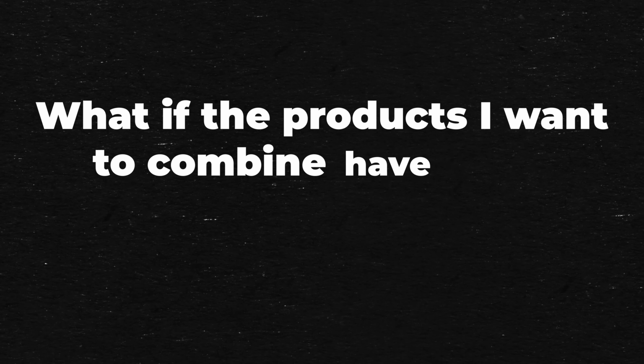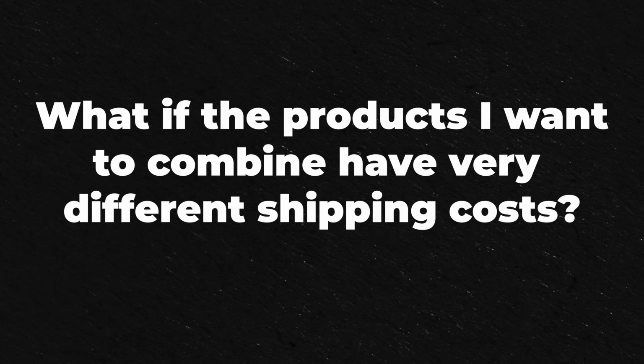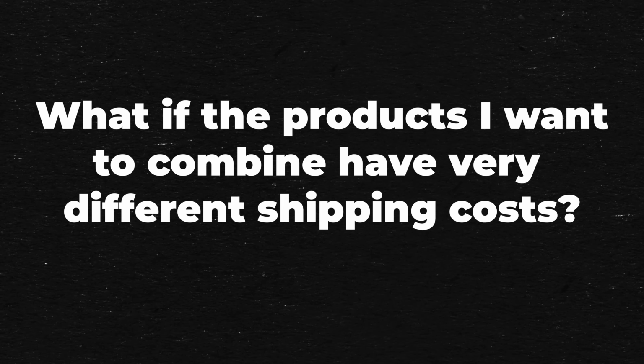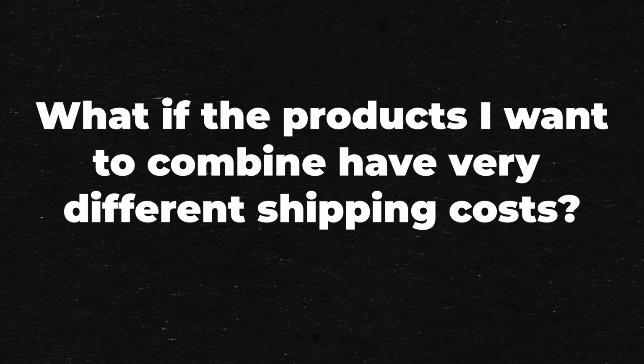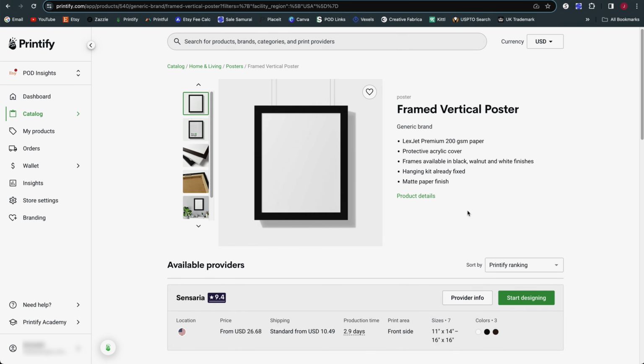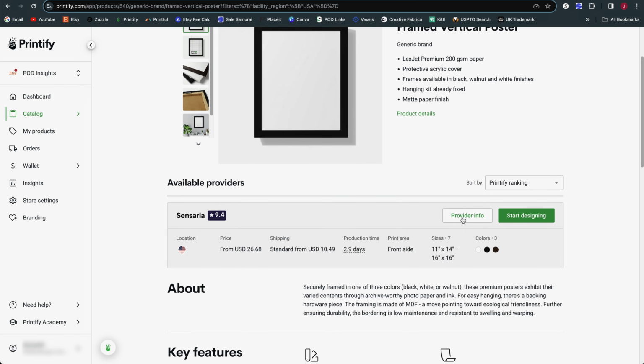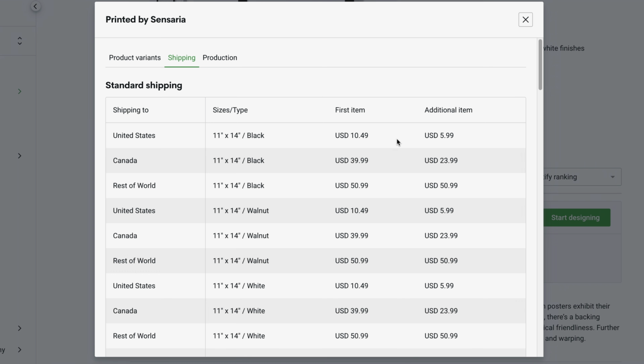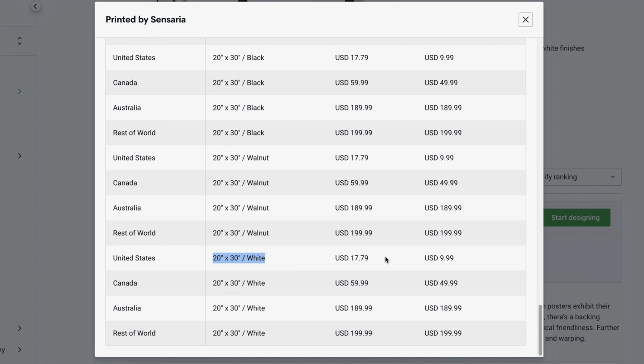However, if you have products that you want to combine that have vastly different shipping costs, one of the most common questions I've gotten is for framed prints, like framed posters. For example, these framed vertical posters from Printify. If we take a look at the shipping information here, in the United States, the 11 by 14 size has a shipping cost of $10.49. Meanwhile, the 20 by 30 size has a shipping cost of $17.79. So you've got almost a $7 difference there between the shipping cost of the smallest size and the largest size.